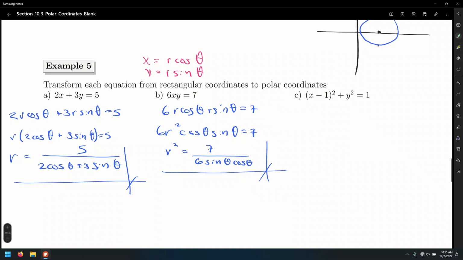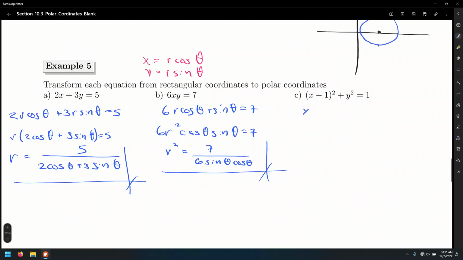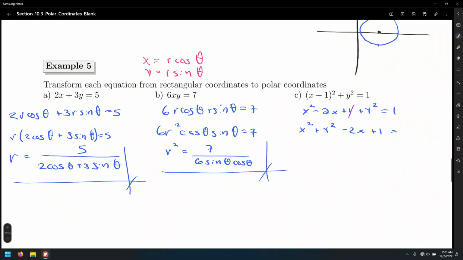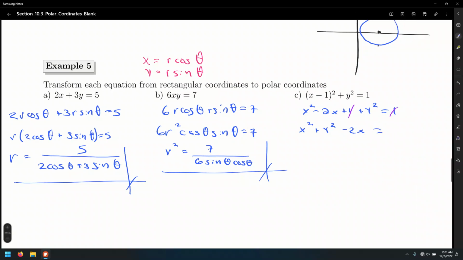You'll see. So I'm going to expand this binomial: x squared minus 2x plus 1 plus y squared equals 1. Putting some quantities together, let me put the x squared and the y squared together. That is x squared plus y squared minus 2x plus 1 equals 1. Actually, we can cancel out these ones and leave it equal to 0.